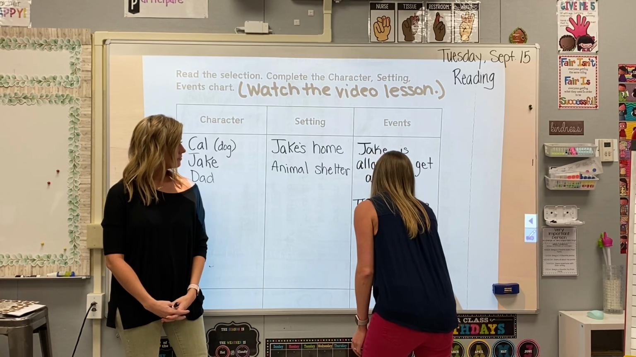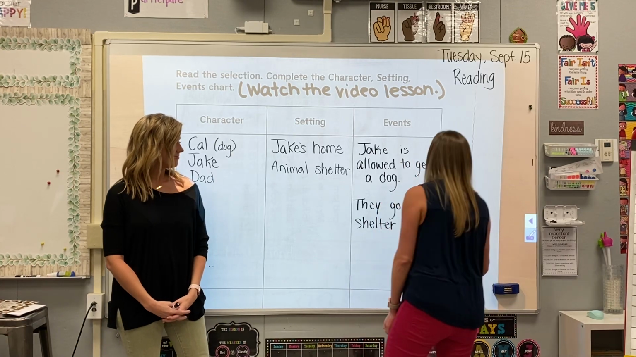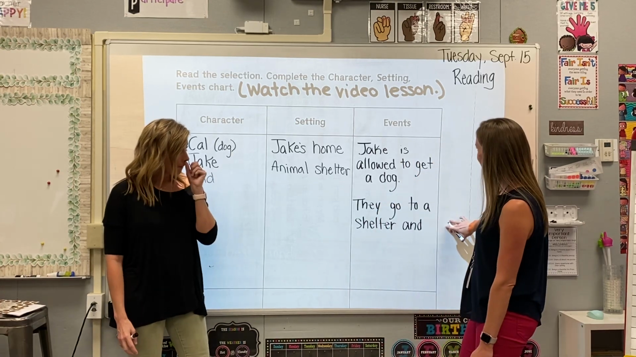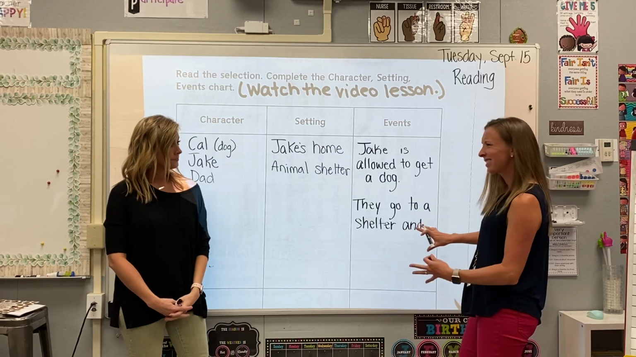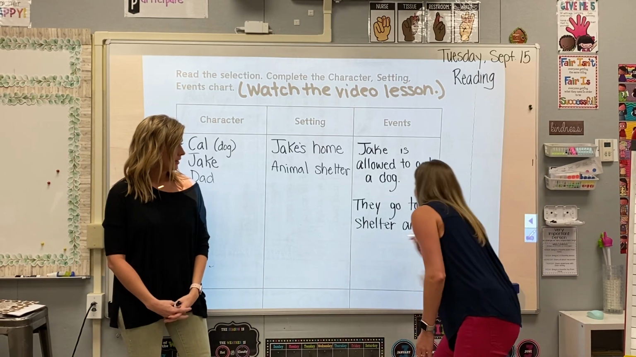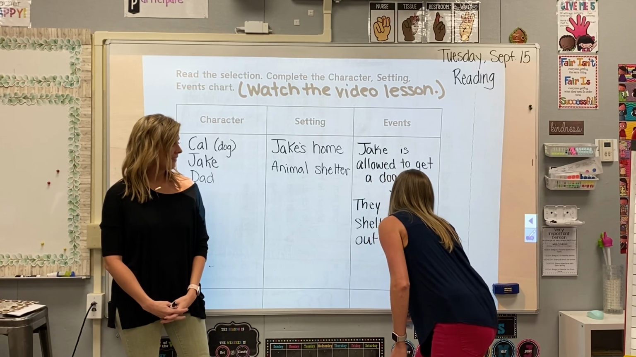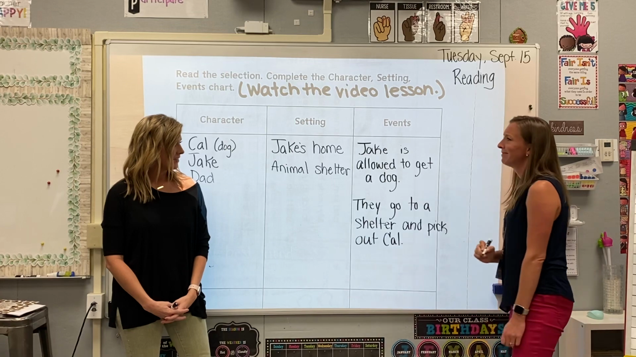And who do they pick out? Cal! And boy, is it okay if I go outside of these lines a little bit? The box is kind of small. It's okay. Go ahead. They go to a shelter and pick out Cal. Aw, that's so sweet.